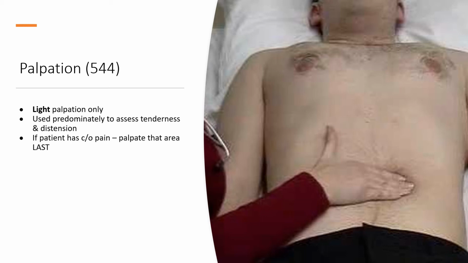And this can be used to assess tenderness or distension, to differentiate between obesity versus having a distended abdomen. Obesity feels a little bit different than distension due to fluid or gas. Now, if the patient has a complaint of abdominal pain, you want to palpate that area last. If there's no complaint of abdominal pain, in general, we start in the right lower quadrant and move clockwise.